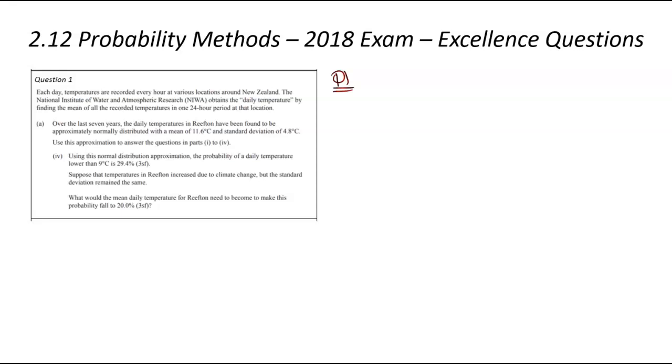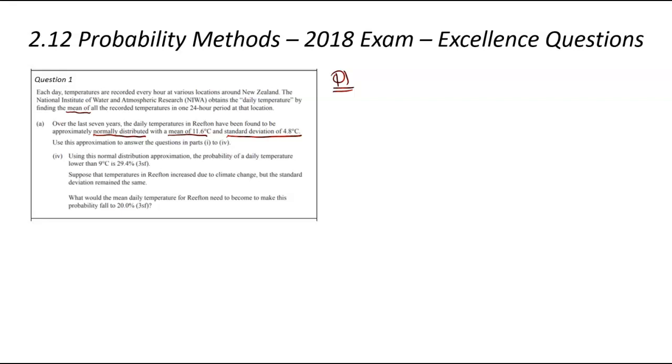So each day, temperatures are recorded at various locations around New Zealand. The National Institute of Water and Atmospheric Research obtains daily temperatures by finding the mean of all of the recorded temperatures in one 24-hour period. Over the last 7 years, the temperatures in Reefton have been found to be approximately normally distributed. I like seeing that. That just confirms it's a normal distribution question, with a mean of 11.6 and a standard deviation of 4.8.